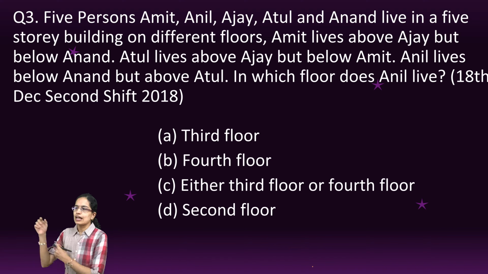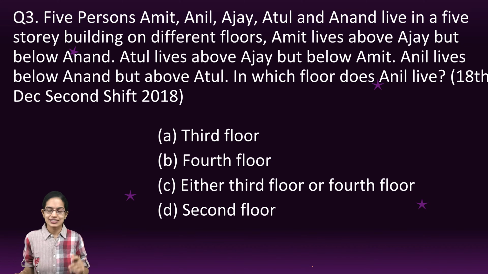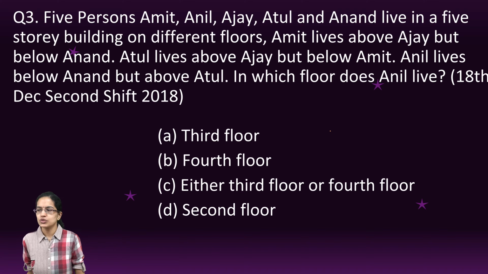The next is, there are 5 persons. Now this is a very interesting question. A lot of you got confused here, and this was a 2018 question. Amit lives above Ajay but below Anand. So Amit lives above Ajay and below Anand. So that is the hierarchy that we have.